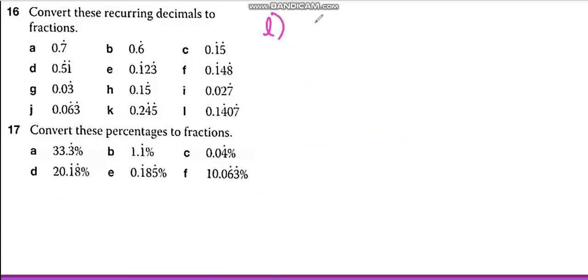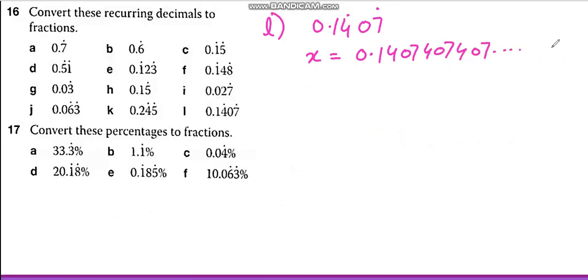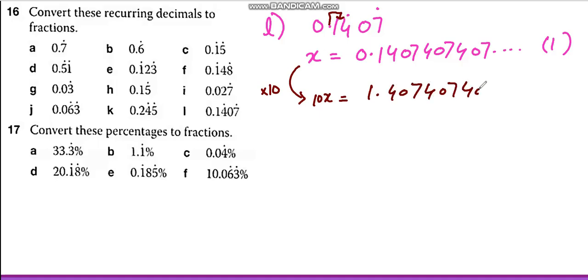In part L, we are given 0.1407, and 407 is being repeated. So first, suppose that this equals x, and we have 0.1407407407, and 407 is being repeated. Call it equation 1. Now multiply both sides by 10, because first we try to bring the decimal just before the repeated numbers. We get 10x on the left side, and on the right side we get 1.407407407. Call it equation number 2.